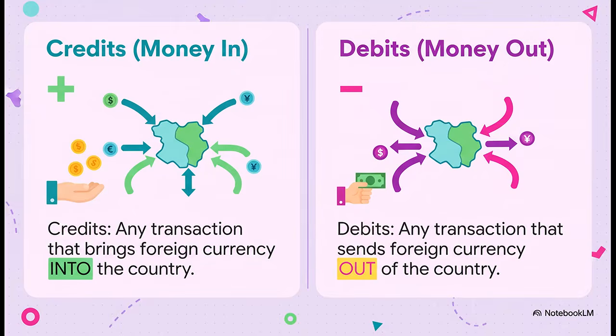Now, this is the single most important rule to remember. Seriously, everything else builds on this. If foreign money comes into your country, it's a credit. It's money in. If your country's money goes out to pay for something foreign, it's a debit. Money out. It's that simple.